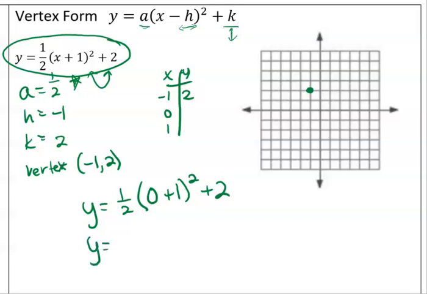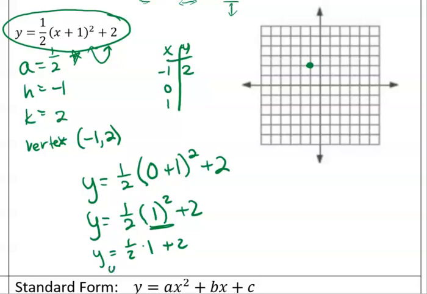So y equals 1/2 times 0 plus 1 is 1 squared plus 2. Remember to do your exponent first, so we're going to do 1 squared, which is 1. So we'll do 1/2 times 1 plus 2, running out of space here. So y equals 1/2 plus 2, so 2 and 1/2. So when x is 0, y is 2.5.